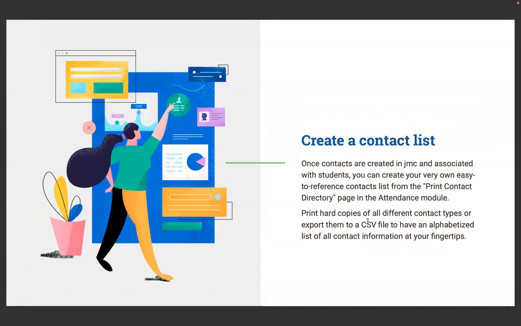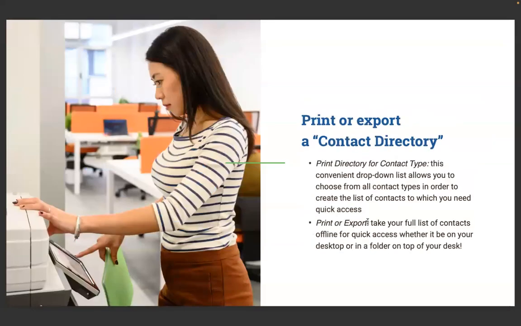Once my contacts are listed in JMC, I can create a list of contacts that are associated with a student. I can print my very own contact directory. Might be a handy document to have, you know, in a little folder right next to your desk. So if you need to grab contact information, it's all right there. You're going to export it to a CSV file. You print a hard copy, and it's all alphabetized. That's that print contact directory, and you can also export those contacts.